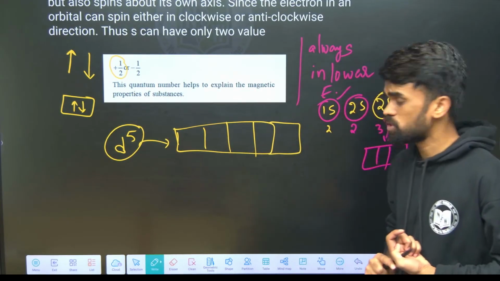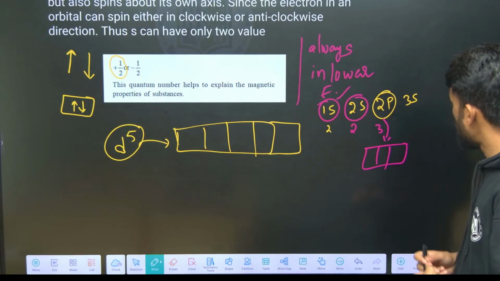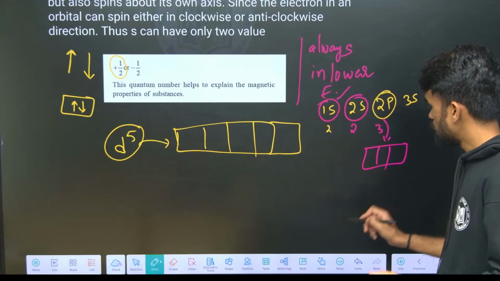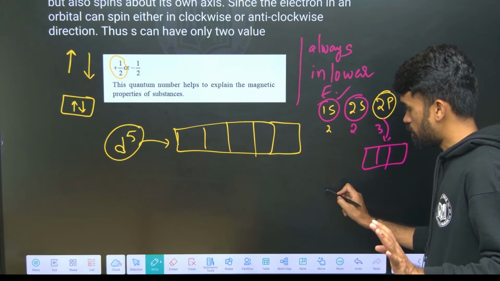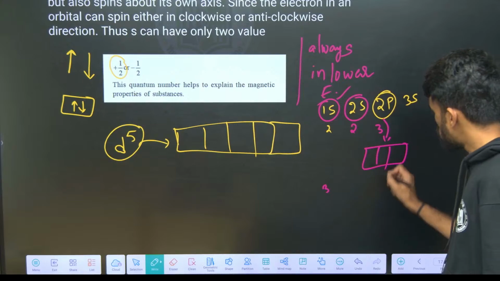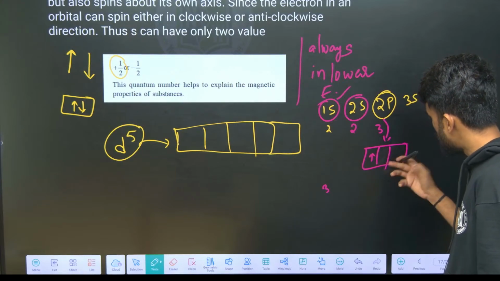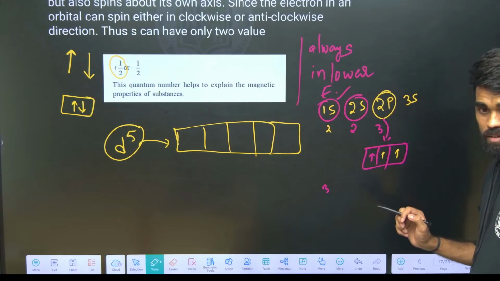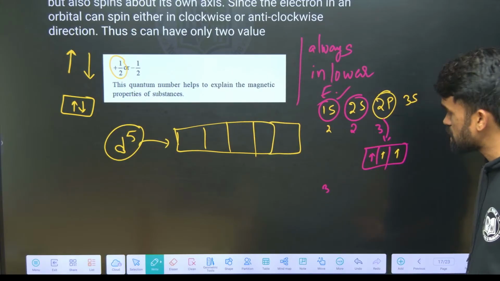What is Hund's rule? Electrons should be filled with maximum multiplicity. It means if we have 3 electrons, you should fill 1 electron here, another electron here, 1 electron in each of them. So how many did we get? 3.